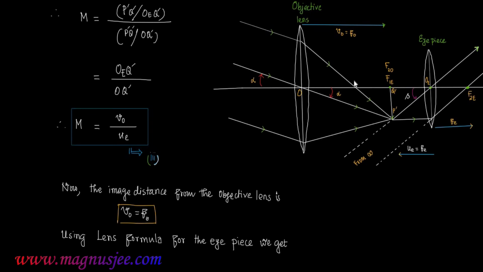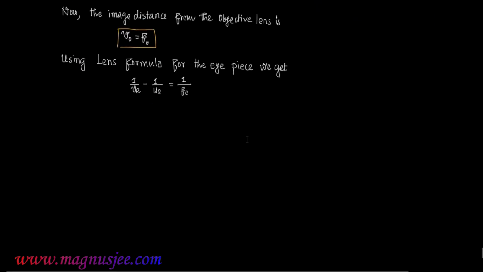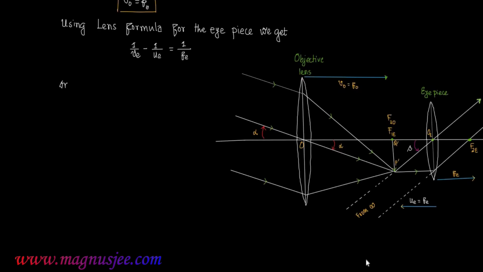Using the lens formula for the eyepiece, we get 1 by VE minus 1 by UE equal 1 by FE. Under bracket in the second line, using the sign convention for the eyepiece, VE tends to minus VE, and the focal length of the eyepiece FE tends to plus FE.